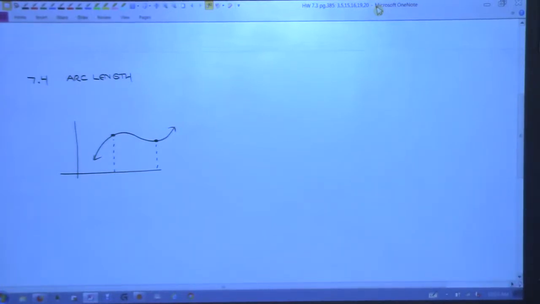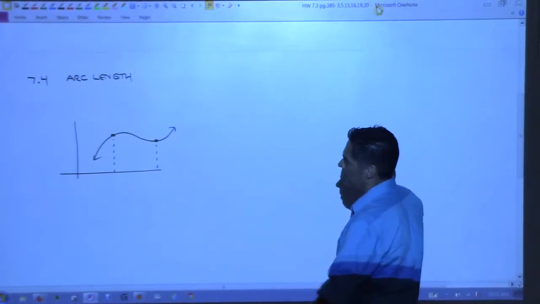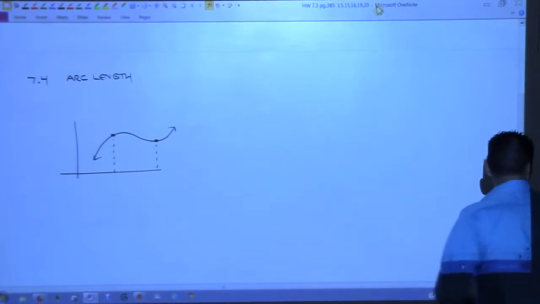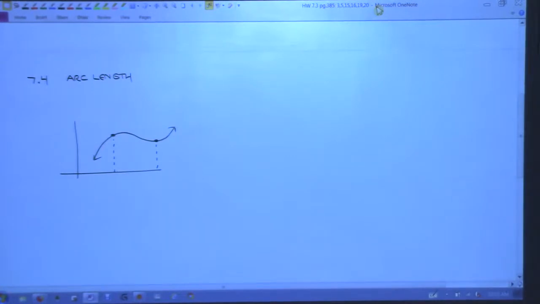Now we're going to talk about something that seems like maybe we should have dealt with earlier, but this is where it appears. After we do volumes, we talk about the length of an arc. So when we talk about arc length, what we're doing is we're taking a curve.